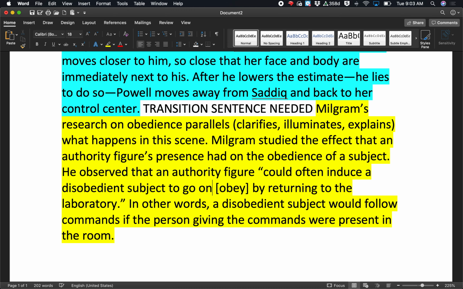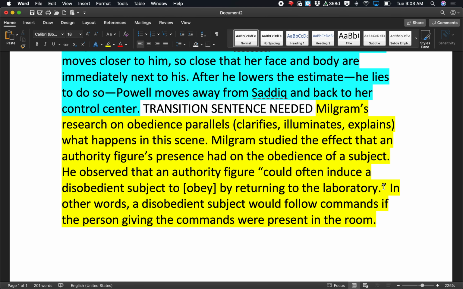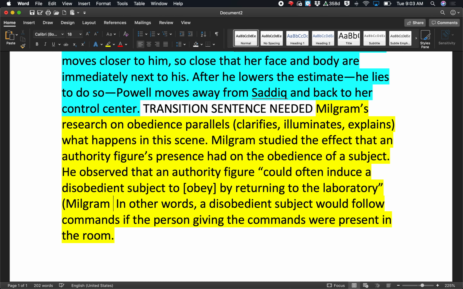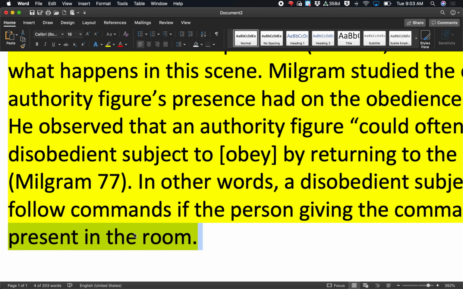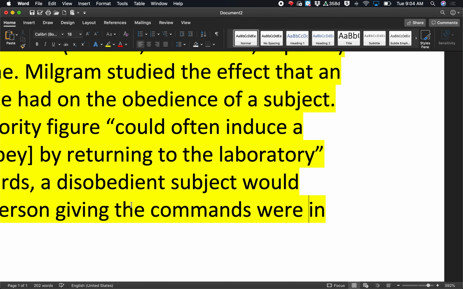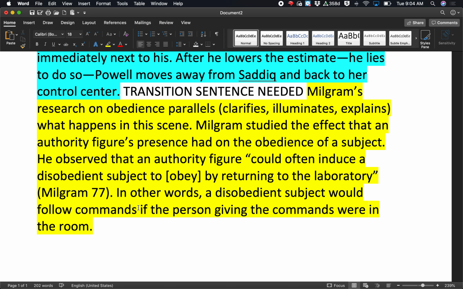I could have said go on. No, I'm going to leave it out. I noticed I didn't put my citation, so I need to put Milgram, page 77. I also notice that here at the end, I repeated myself. Doesn't present mean in the room? Again, this is not a perfect paragraph, but it's adequate for a first draft, so we're just going to keep it. We'll fix it later.